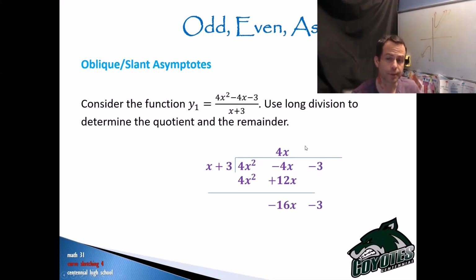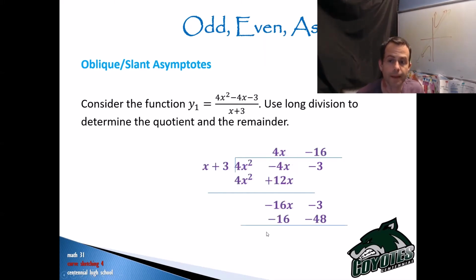What do I need to put up here so that I get rid of the negative 16x? Well, I need to put a negative 16 up there. So I go ahead and do that. And then I do the subtraction. Oh, that should have an x right there. Let me just add that in for you.